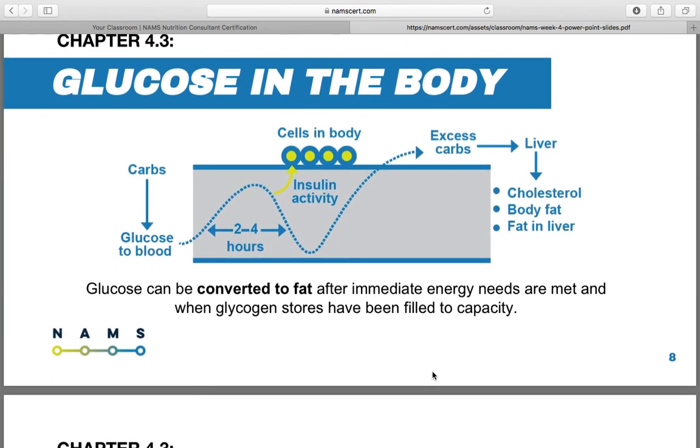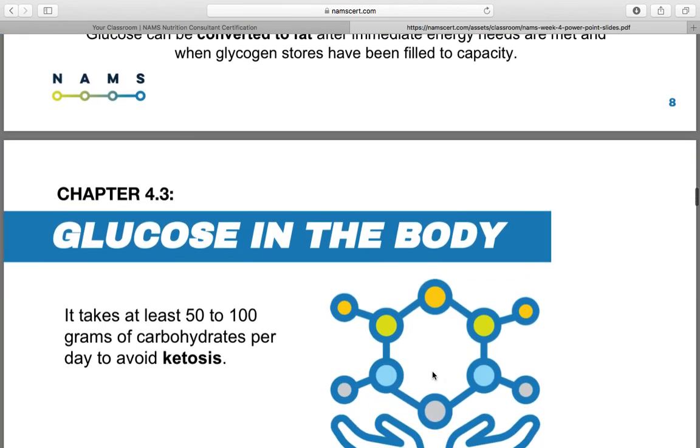Glucose in the body. Glucose can be converted to fat after immediate energy needs are met and when glycogen stores have been filled to capacity. Okay, so that's why it's important to manage our macros, because we do not want that excess storage of fat. So that's why we have to use our carbs wisely and use all of our other macros wisely.